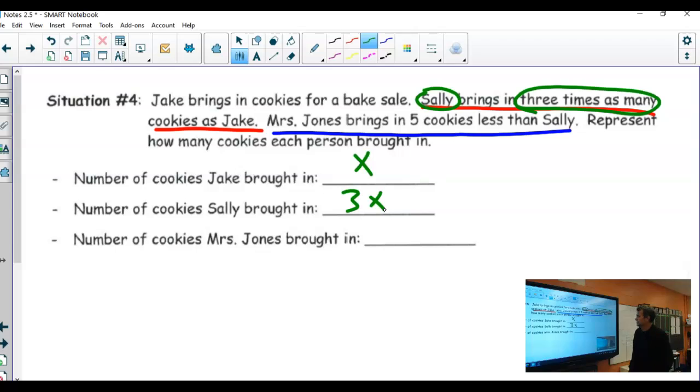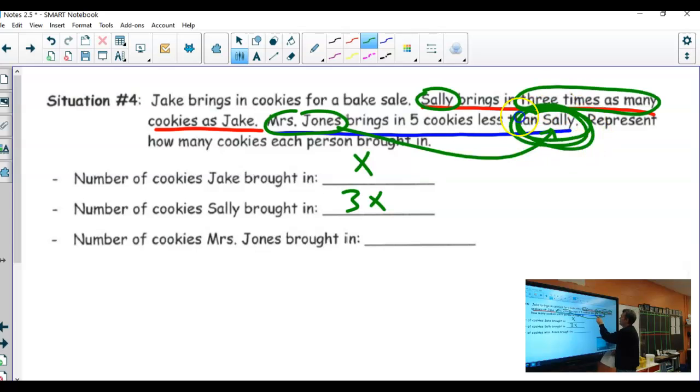And Mrs. Jones. Now this is tricky. Look, Mrs. Jones is not compared to Jake. Mrs. Jones is compared to Sally. 5 cookies less than Sally. So I need to take Sally's amount of cookies and subtract 5 from it. Sally is 3X. I want 5 less than that. So I would subtract 5 from it, and Mrs. Jones would bring in 3X minus 5 cookies.